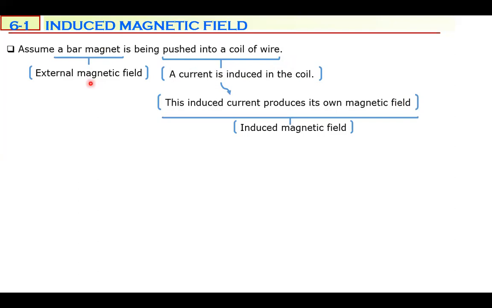And this current must also have its own magnetic field. So this induced current produces its own magnetic field, which is known as the induced magnetic field. So if a bar magnet and a coil are relatively approaching or relatively moving away, there will be two magnetic fields. One is the bar magnet's magnetic field. The second is the induced current's magnetic field, which is known as the induced magnetic field.